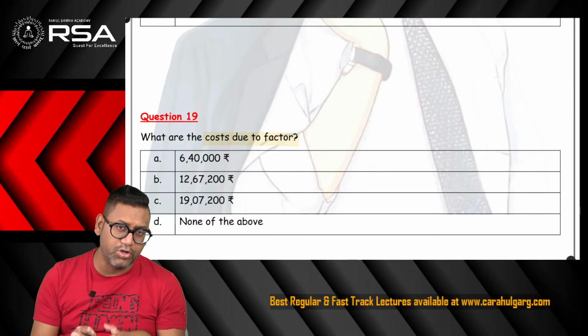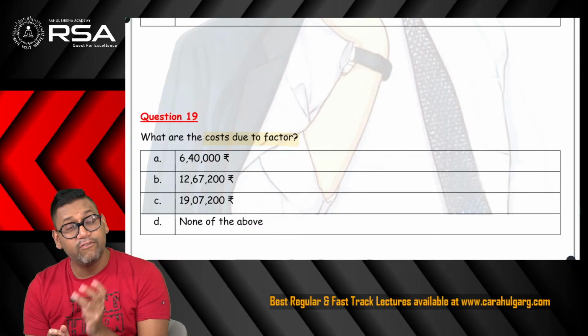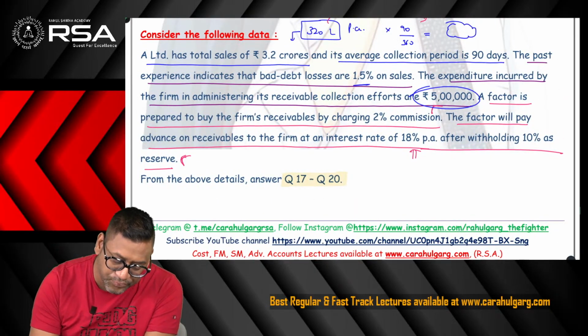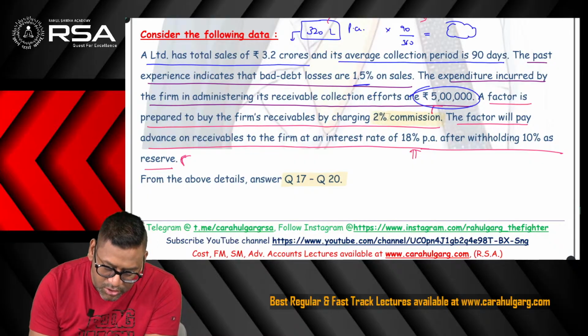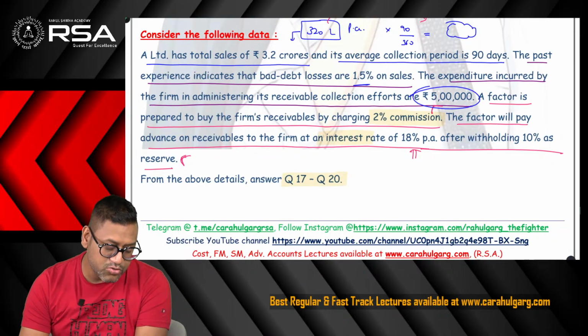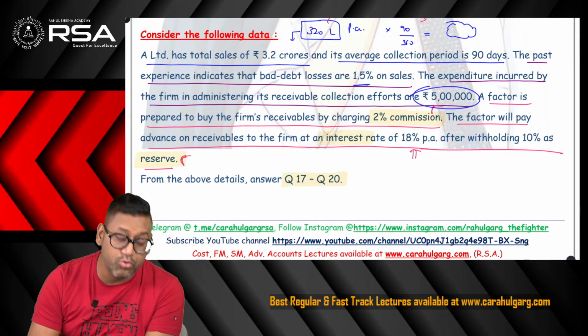Obviously, if I'm giving the contract to the factor, then there are certain costs. We can get the nature of the cost from this. It says he will charge the commission of 2%. So this is one cost, and then there was one interest. Sometimes the students get confused. They say, sir, reserve is also a cost. No, reserve is not a cost.